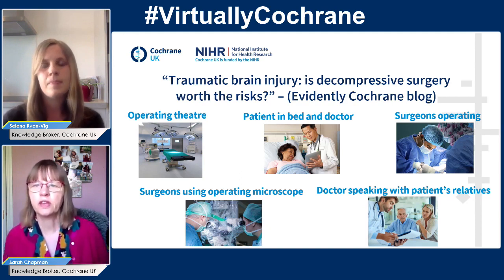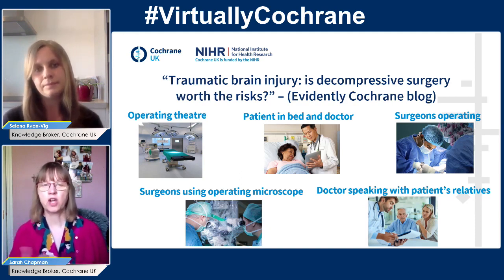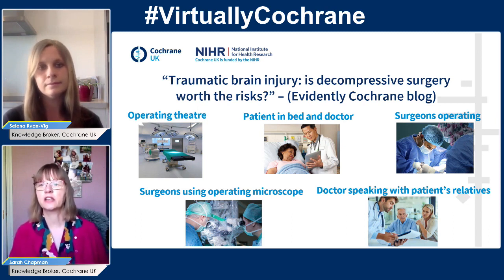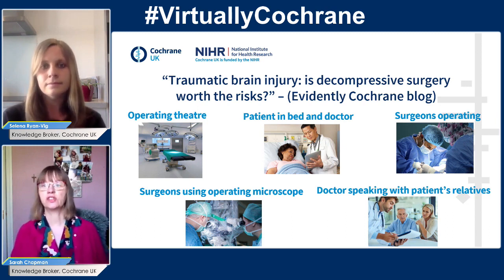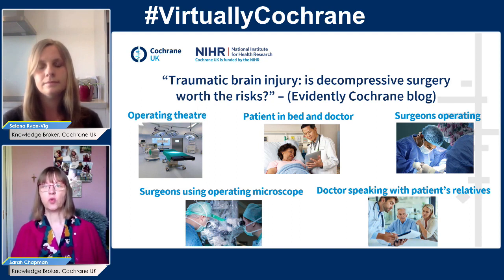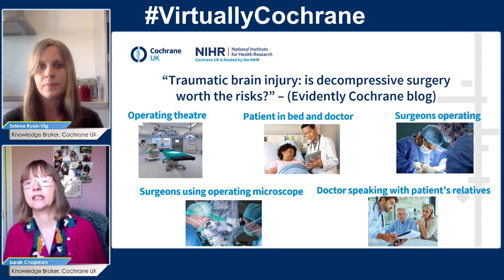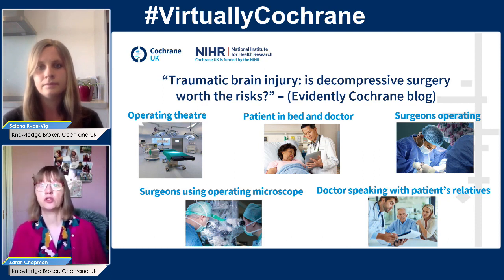So we're going to look at one of the examples from our guide that hopefully ties together a lot of the issues that we've been talking about and lots of the items in the guide. Again, a subject like traumatic brain injury is really difficult to illustrate, particularly when more than one image is needed, as we did for a blog on this topic aimed at families making a decision about a relative with traumatic brain injury. So we're going to have another poll now.